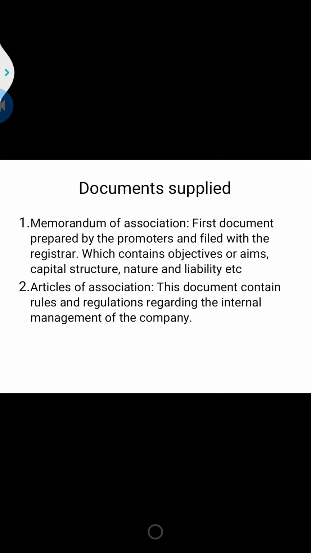That is a secondary document of a company, which contains the rules and regulations regarding the internal management of the company, or the relationship between the company and its workers. So that is there in your articles of association. And this is also the document which you are going to submit at the time of getting registration.